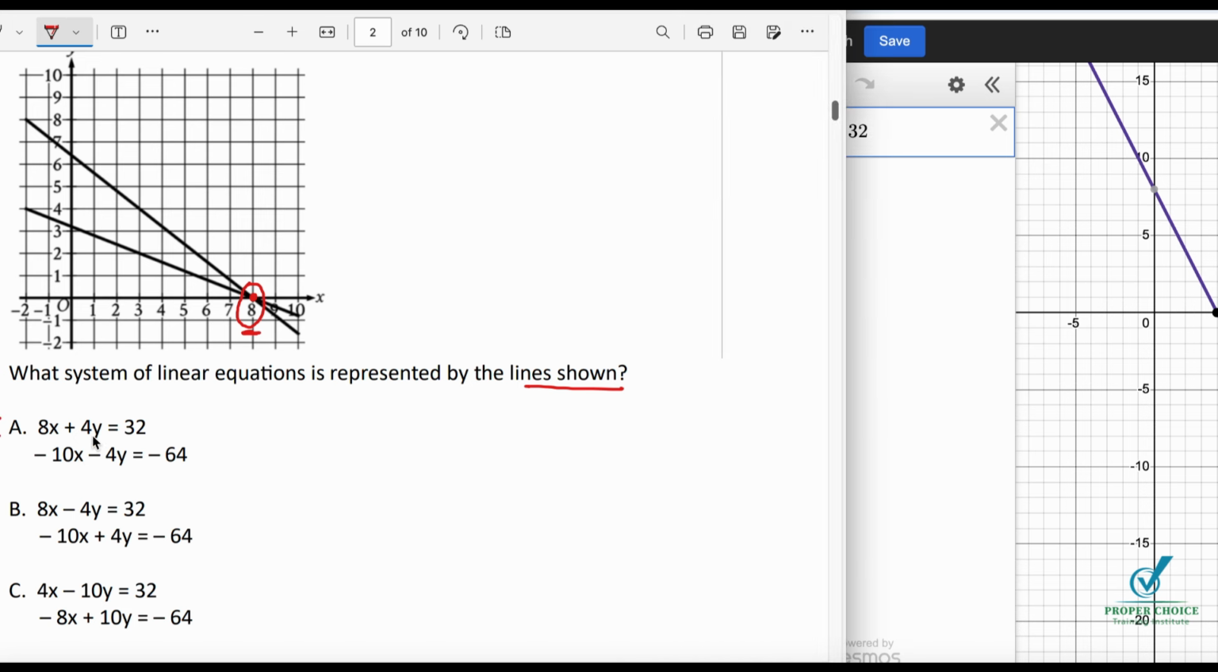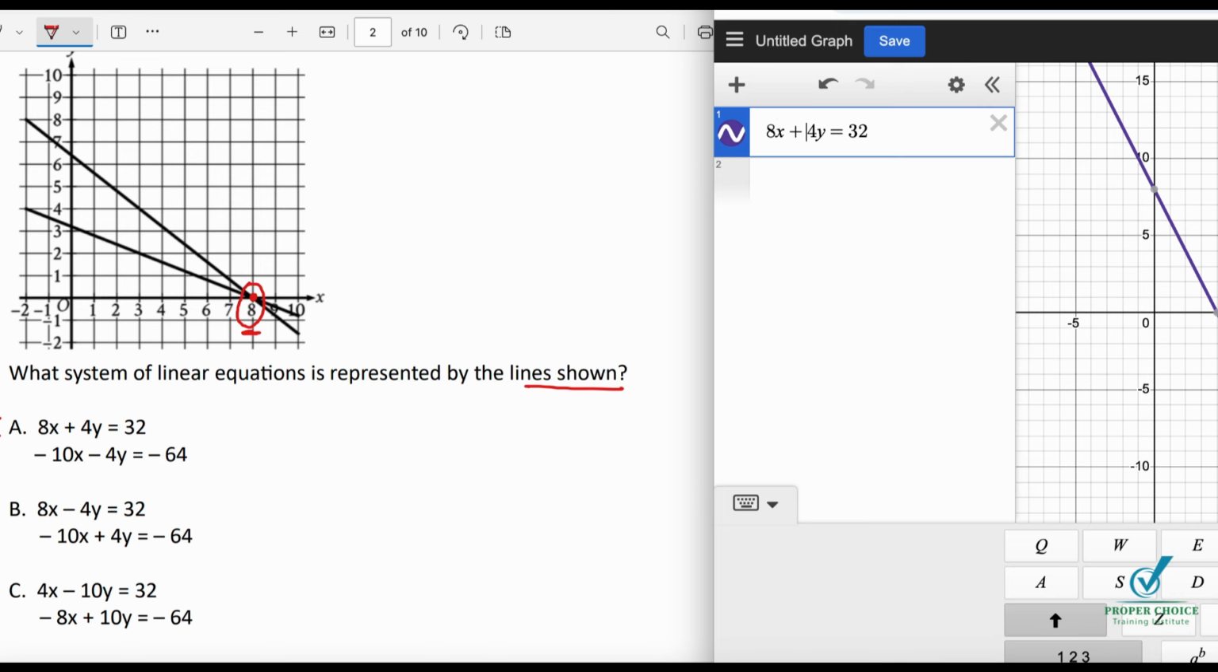Once one equation doesn't hold true, don't check for another, because both equations should satisfy the same condition. Now try the second one, which is option B: 8x minus 4y equals 32. Just change this plus sign to a minus sign, and check. It's going in the opposite way to the graph, so this won't be the answer.